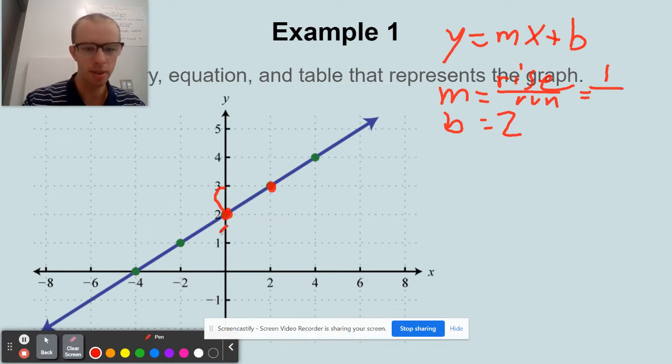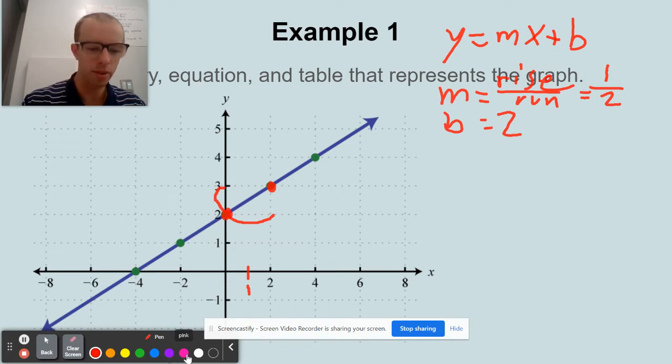Now the next one is a little tricky. You've got to watch your tick marks. The first tick here is not 1, it's 2. There must be a 1 somewhere in here. So I did not go over 1 just because I went over 1 tick mark. I went over 2. We went from 0 to 2, so our run is 2. So we have a slope of 1/2.